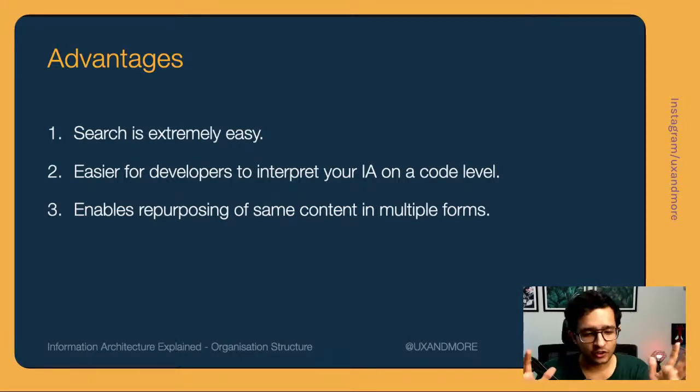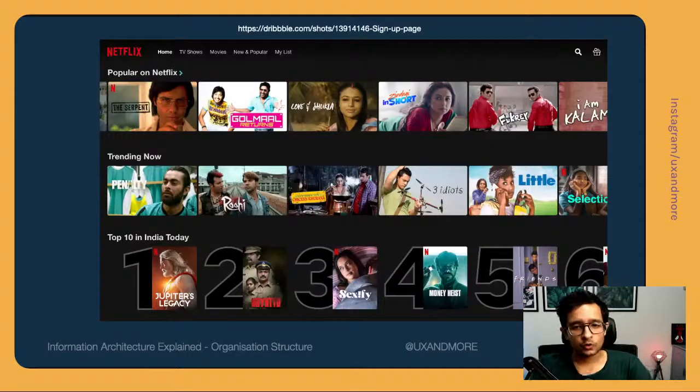Another big advantage of database model organization structure is that it enables us to repurpose the same content in multiple forms and different formats for different audiences. One very good example for this is our own Netflix. You can't clearly see on this screen, but sometimes you can see the same kind of content appearing in popular, trending, and top 10, like the same show appearing in all these different categories. How is that done? Because they have something like a database organization system. And that way they can do all these things.